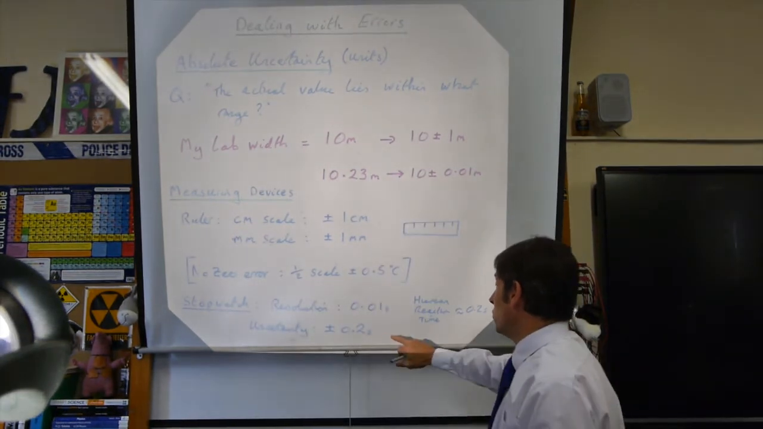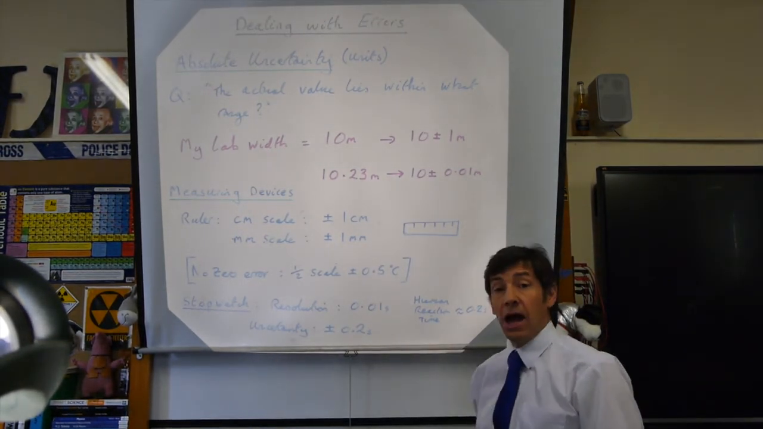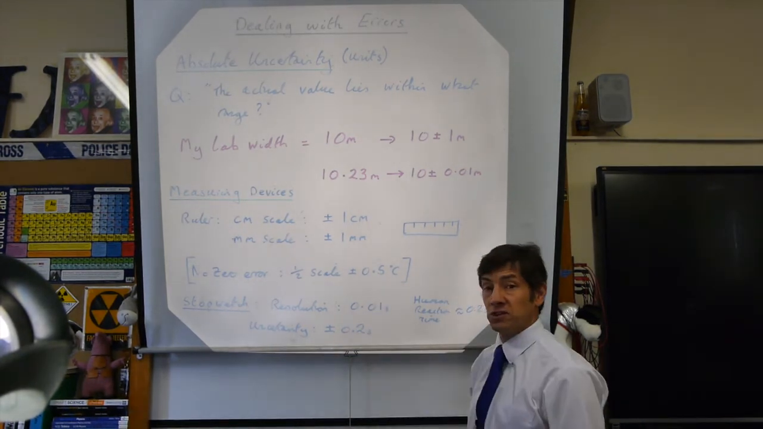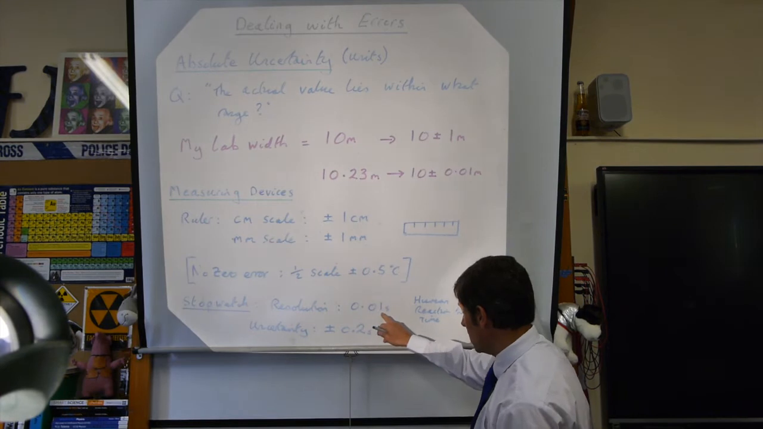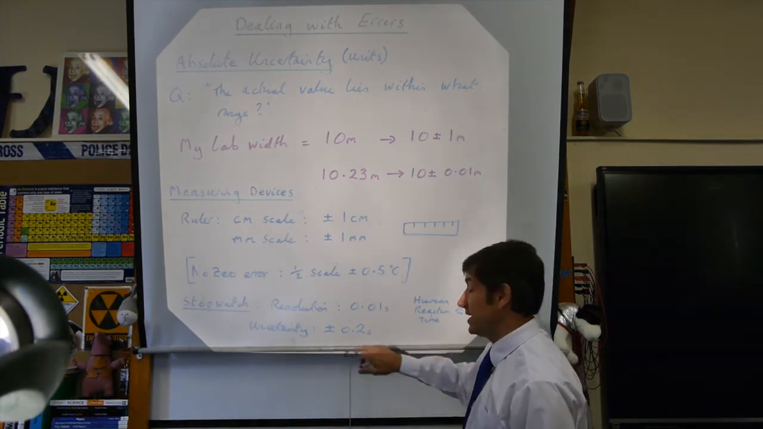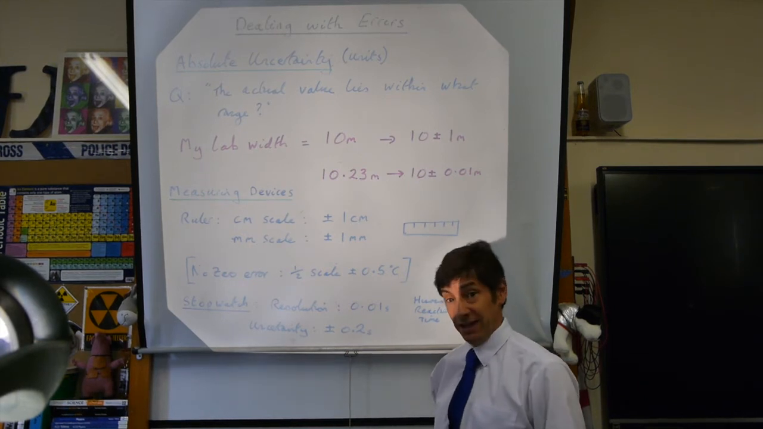It's really important at A-level you pick that up, because you're often asked to comment on readings that are taken with stopwatches, and please don't use lots of decimal places. You can really only use one decimal place if you're working in seconds.